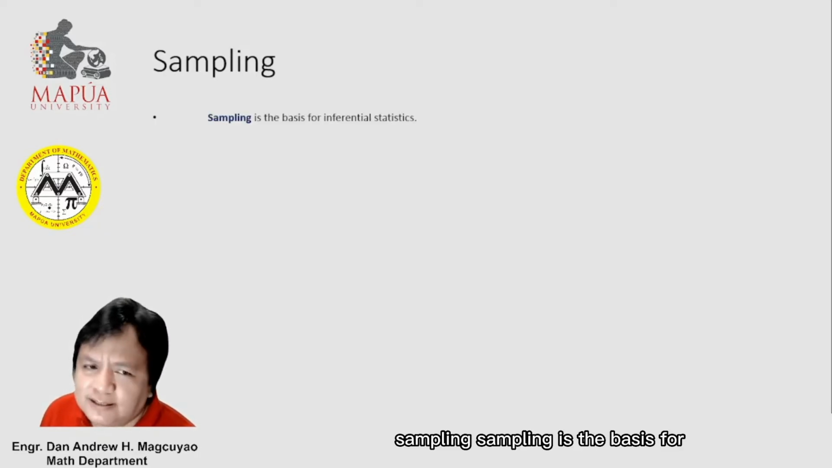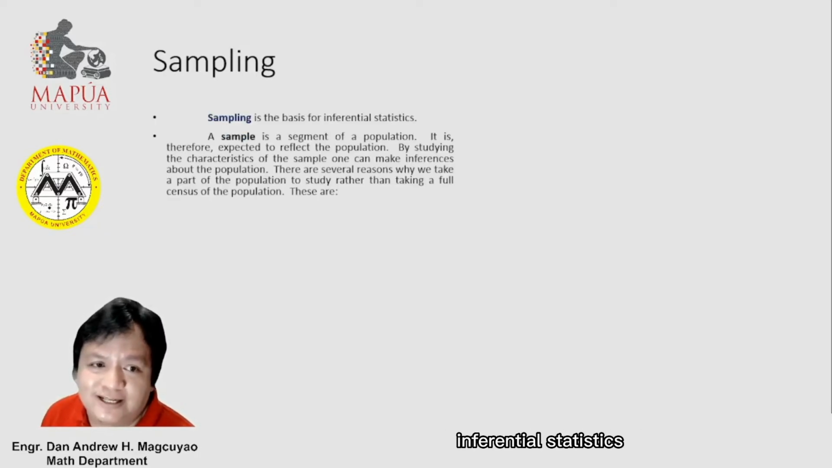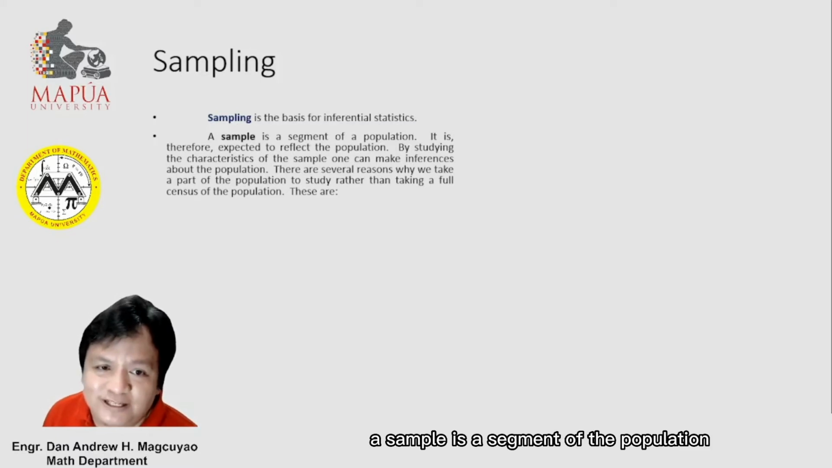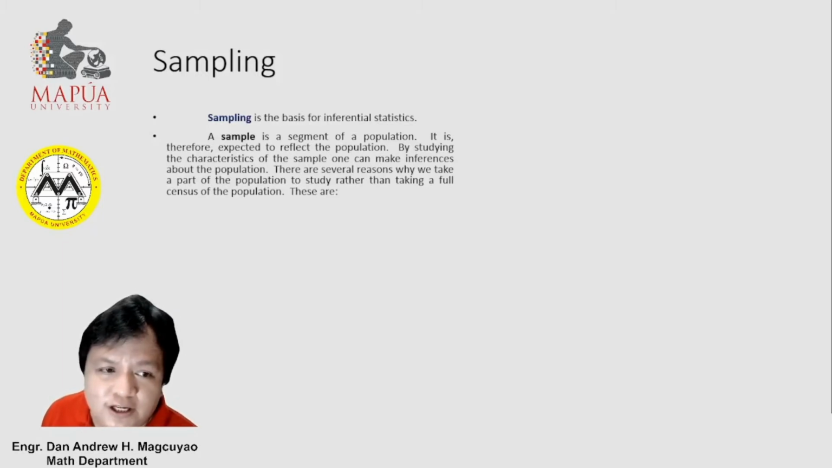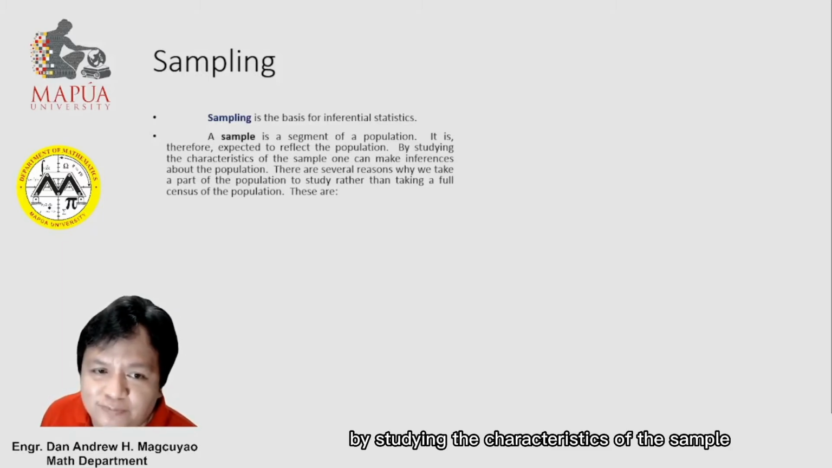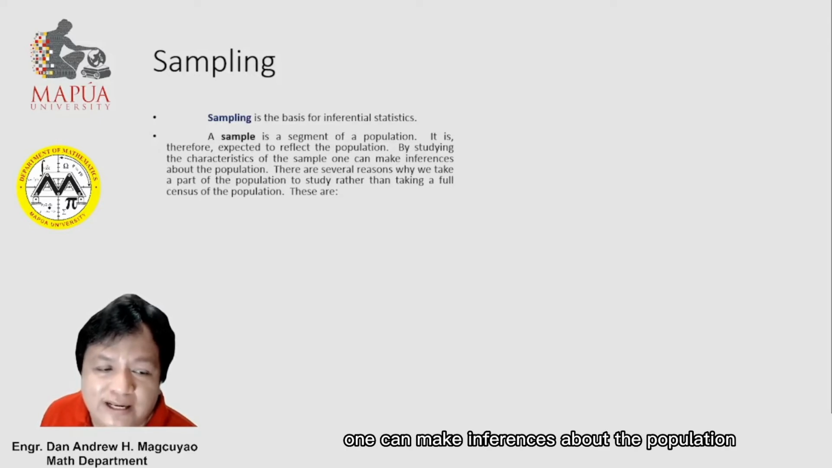Sampling. Sampling is the basis for inferential statistics. A sample is a segment of the population. It is therefore expected to reflect the population. By studying the characteristics of the sample, one can make inferences about the population.